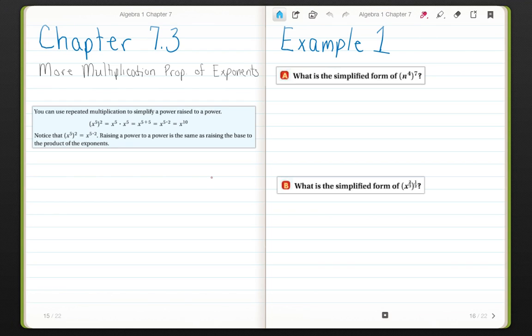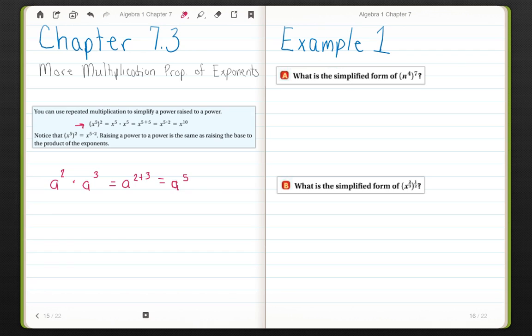Chapter 7.3, more multiplication properties of exponents. So in 7.2, we noticed that if you have a base, like a squared times a cubed, you add the exponents: a to the 2 plus 3, or a to the 5th. Today we're going to talk about what you do when you raise that base to a power instead of multiplying them together.